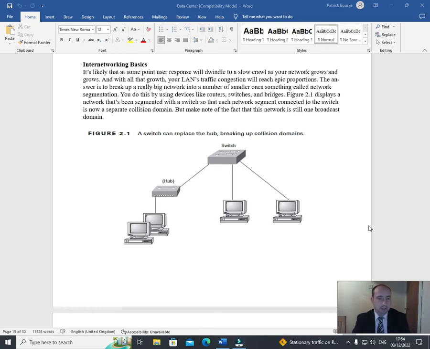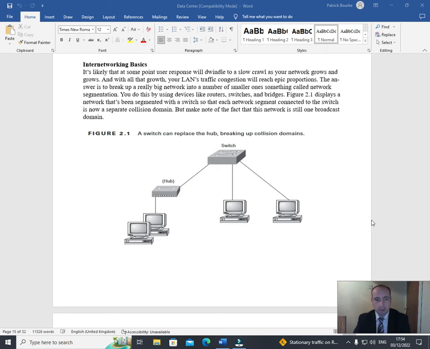Internetworking Basics. It's likely that at some point user response will dwindle to a slow crawl as your network grows and grows. And with all that growth, your LAN's traffic congestion will reach epic proportions. The answer is to break up a really big network into smaller ones, something called network segmentation. You can do this by using devices like routers, switches and bridges.